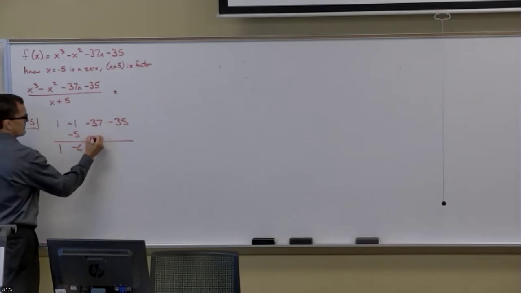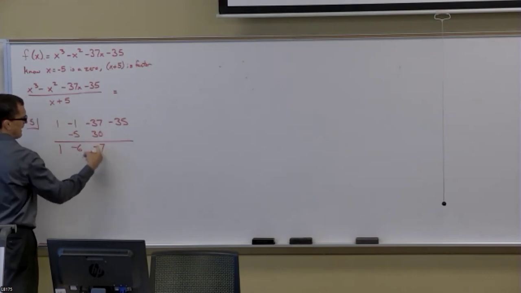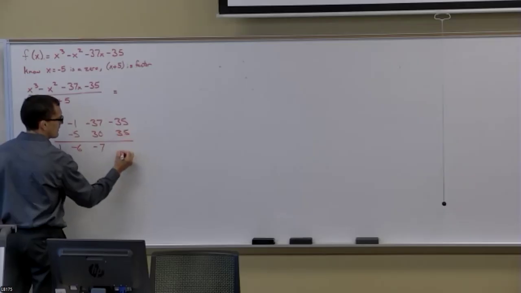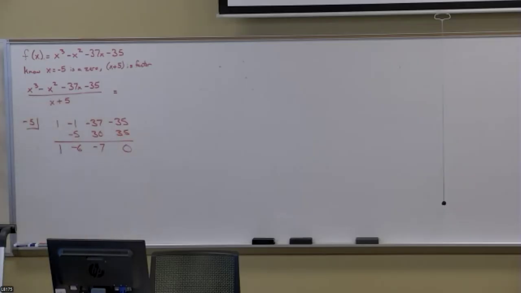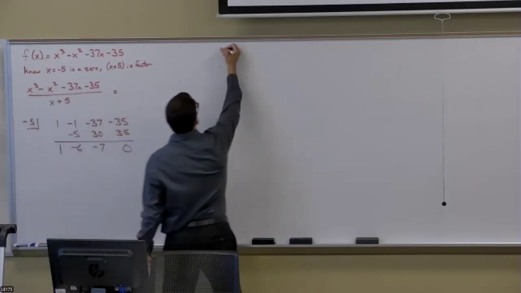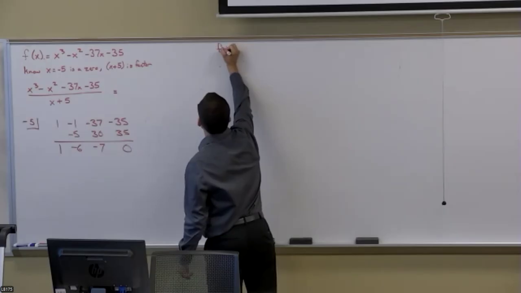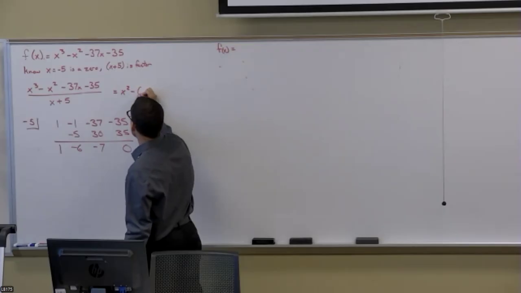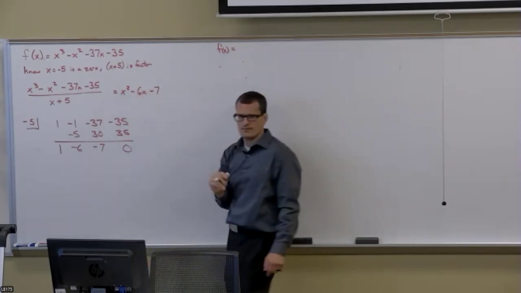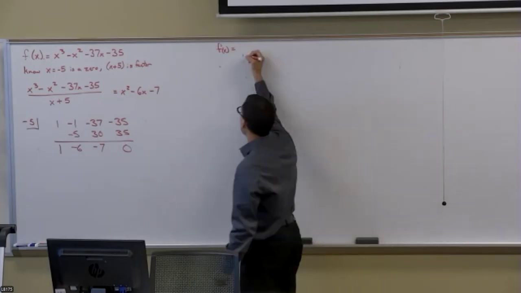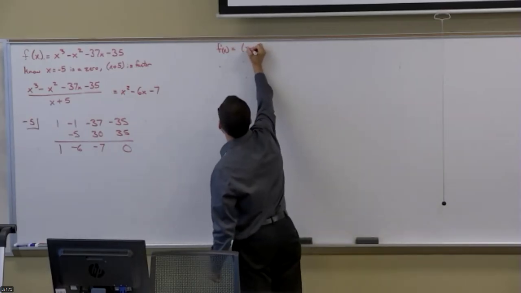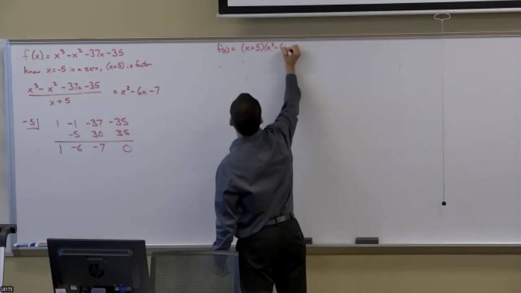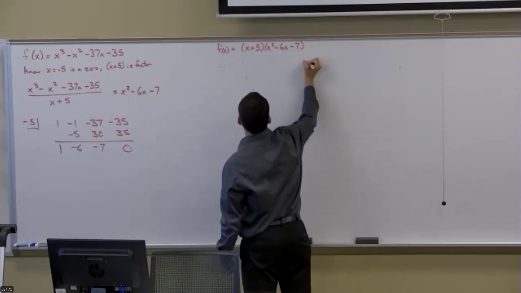-5 times -6 gives me a positive 30. Add that, I get -7. -5 times -7 is a positive 35. Add those, I get, sure enough, remainder 0. So that means my function, well, let me rewrite this. So when we divide, I get x squared minus 6x minus 7 with no remainder. Which means my function output can be rewritten as x plus 5 times x squared minus 6x minus 7.